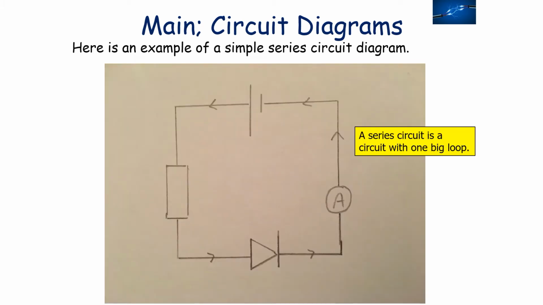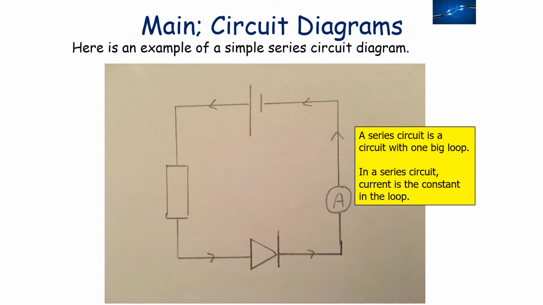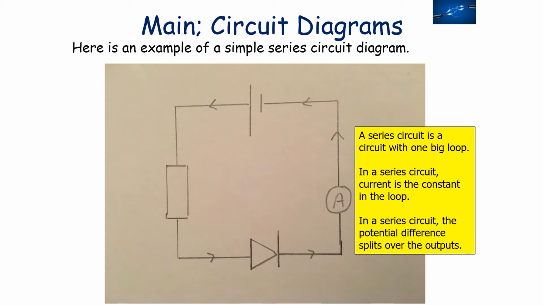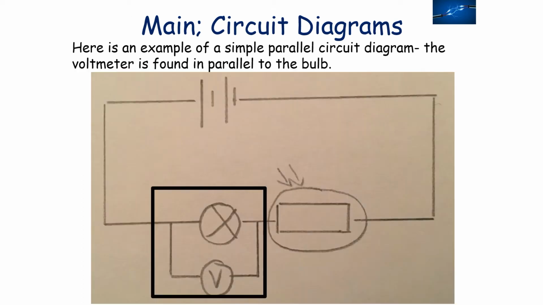Now, here's an example of a simple series circuit diagram. A series circuit is a circuit with one big loop. It's important to note that in a series circuit the current is constant in the loop, but the potential difference is split over the outputs in your circuit.